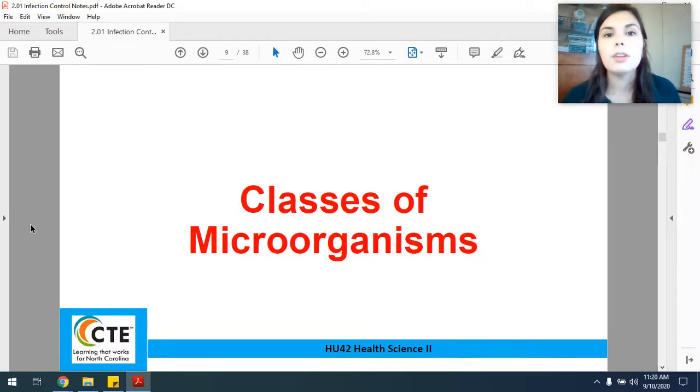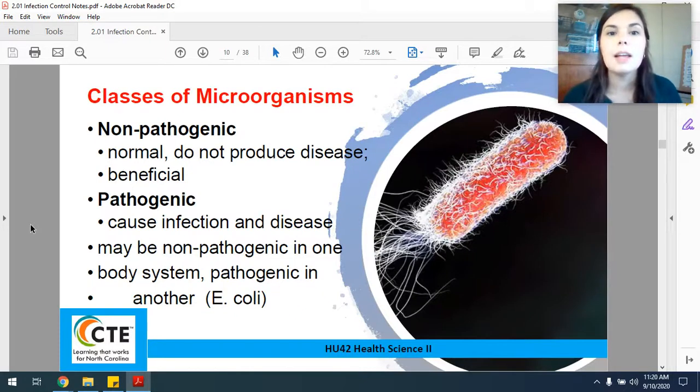Now let's talk about the different classes of microorganisms. Classes of microorganisms include two main categories, non-pathogenic and pathogenic. Non-pathogenic microorganisms are your normal, non-disease producing organisms that live within our bodies that are beneficial. They do not produce any type of disease, but they just provide natural sources of life and function that are required in order to live.